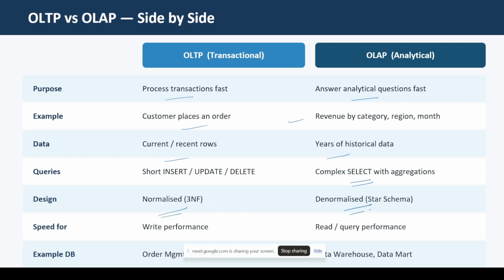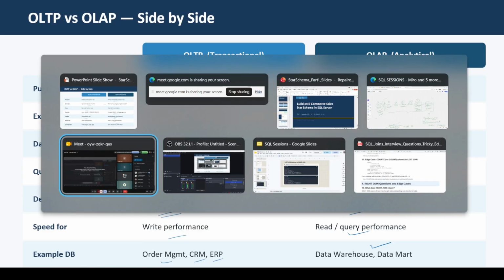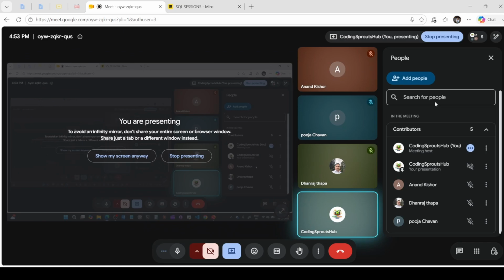Here we have normalized design. Here we prefer denormalized, right? Write performance is important here. Here read performance is important, right? And here, the examples of the database are order management, CRM, ERP. Here we talk about data warehousing. It means the old data, which is designed in such a way that you can write complex select statements. I hope it makes sense, right?